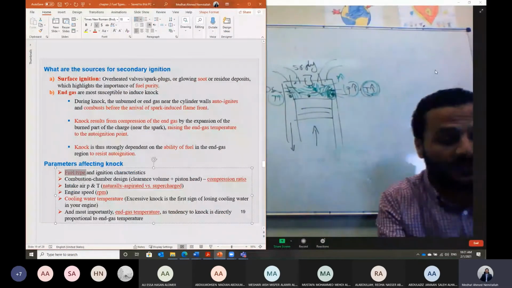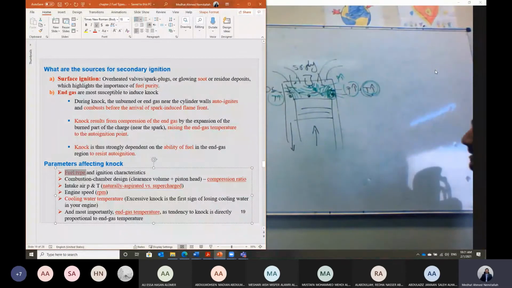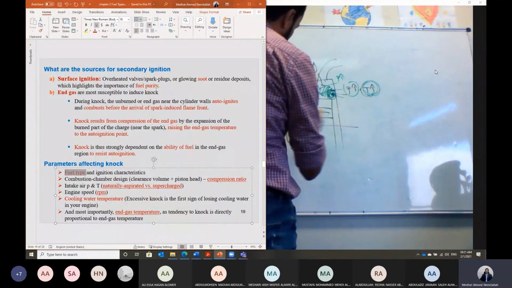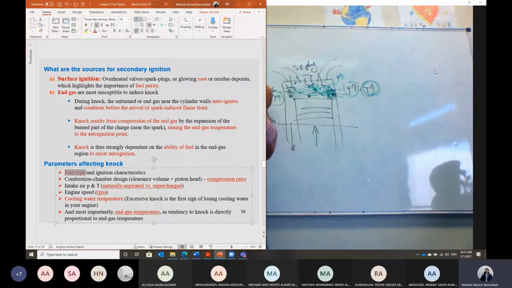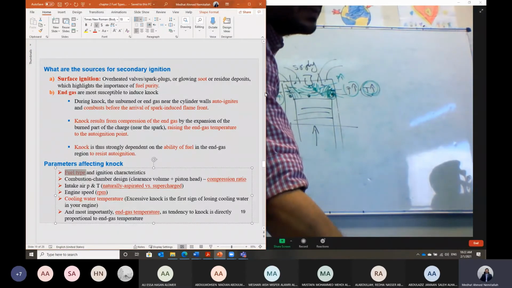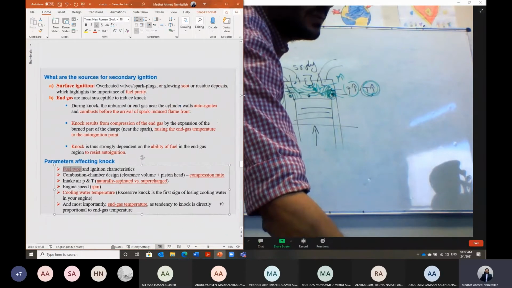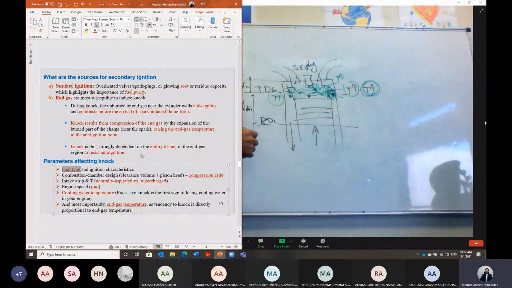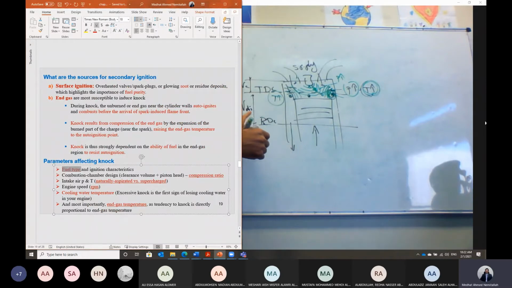If you remember, guys, we said, or what we call the compression ratio. We said the piston is moving from the bottom dead center to the top dead center. The volume here, we call it the displacement volume. And the volume between the cylinder head and the top dead center, we call the clearance volume. So here, this is the displacement. This is the clearance volume.